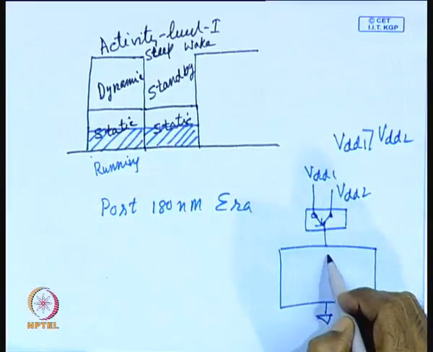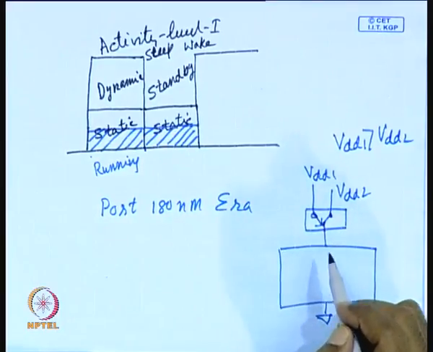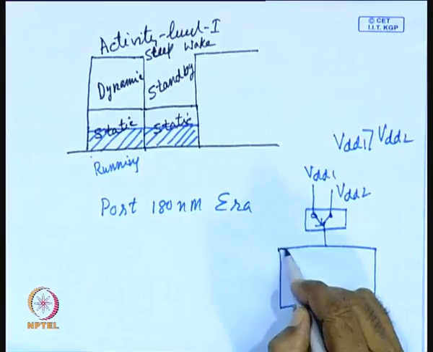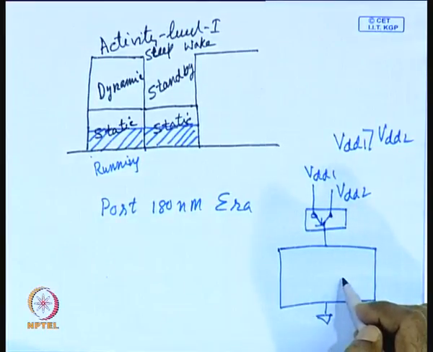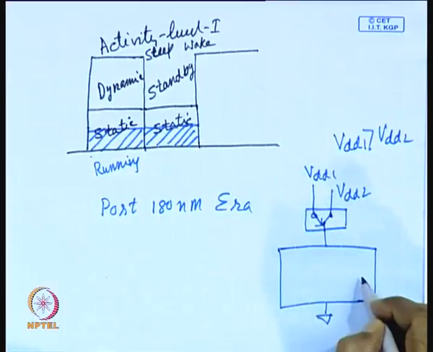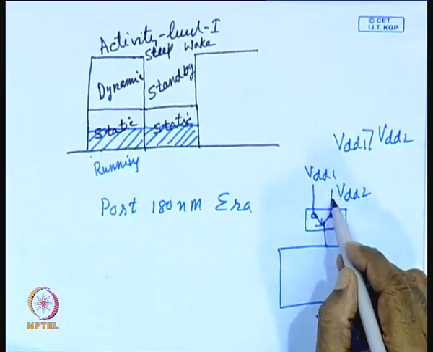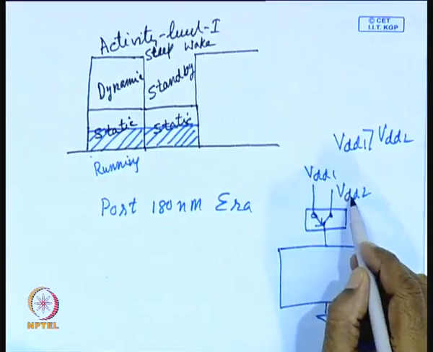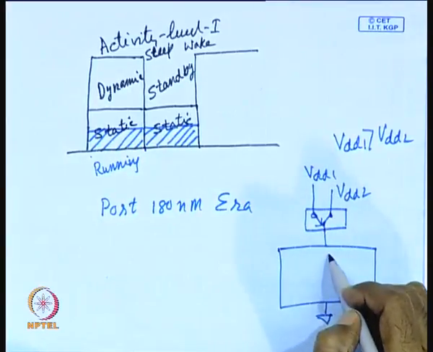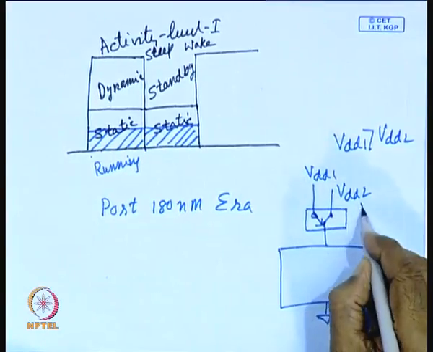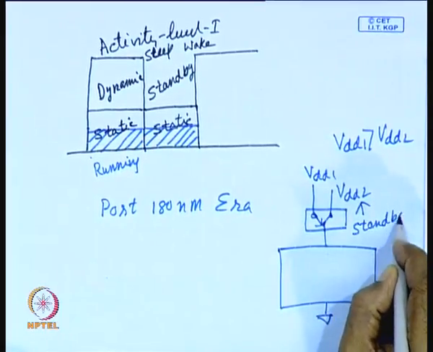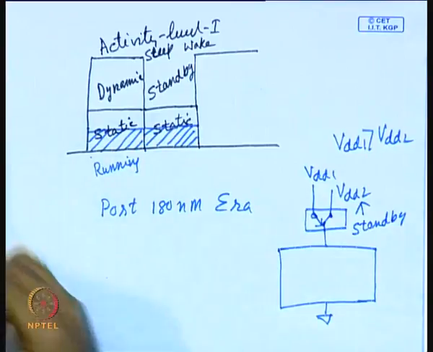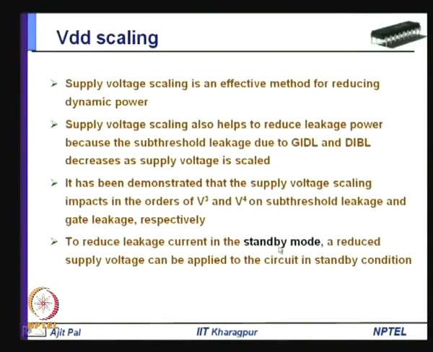But when the circuit is in standby, you have already done clock gating and applied other techniques, so that there is no dynamic power dissipation. At that time, to reduce leakage power, what can you do? You can reduce the supply voltage. You apply a lower supply voltage when the circuit is in the standby condition. This will effectively reduce the leakage power in the standby condition.